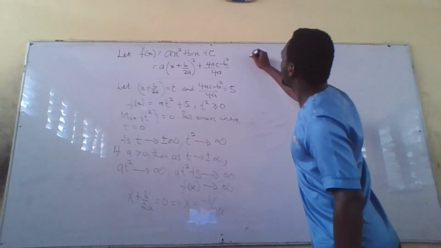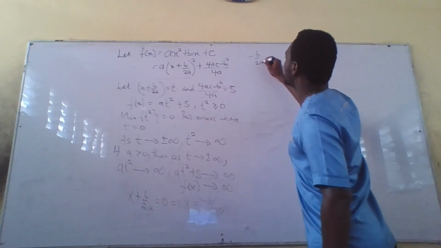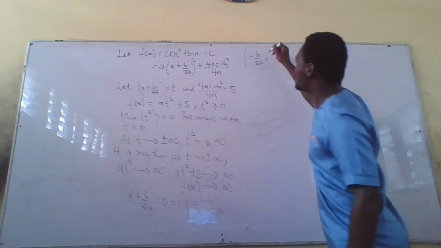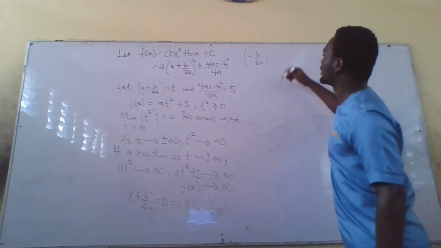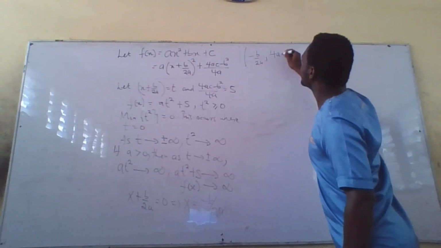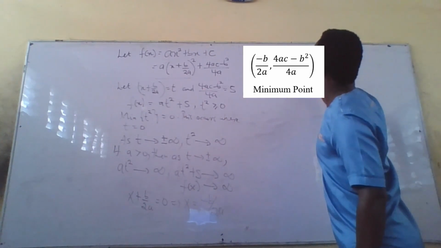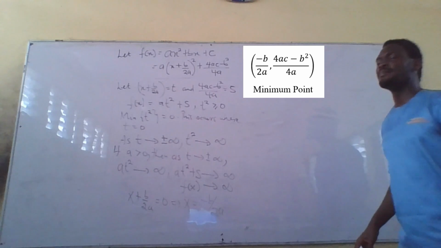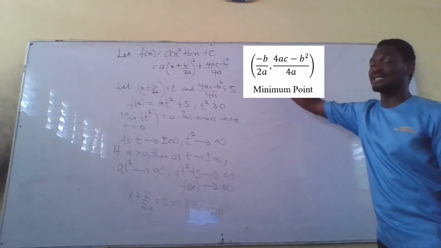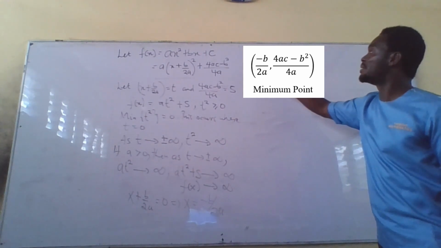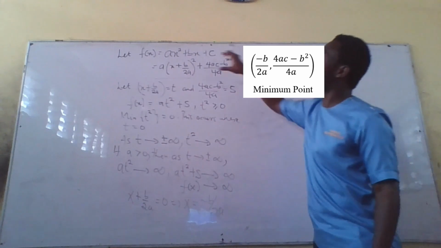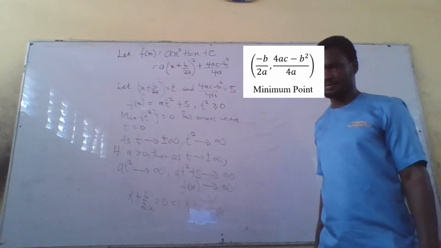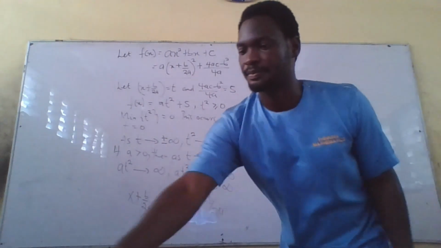Now the pair minus b over 2a, the ordered pair, so I'll put it in normal brackets, 4ac minus b squared, all on 4a, is the minimum point. A point is a pair of coordinates. So this is the minimum point of the curve of this function.